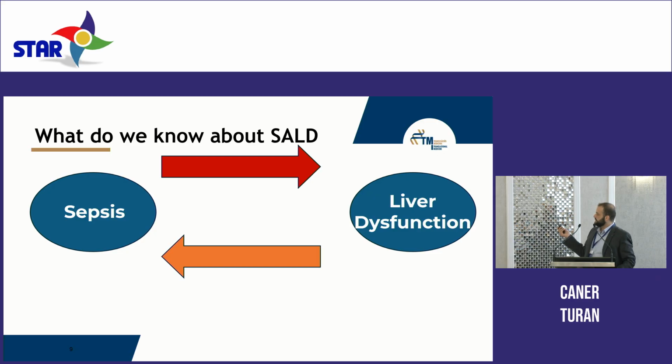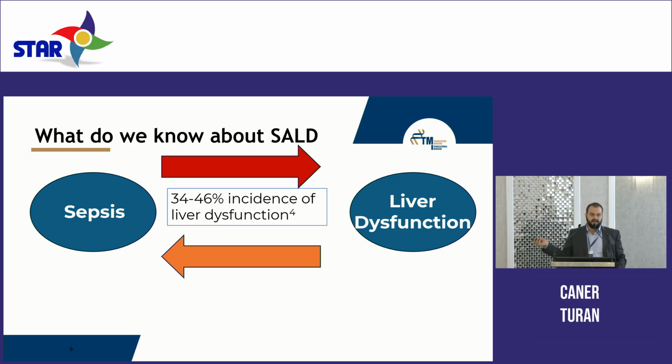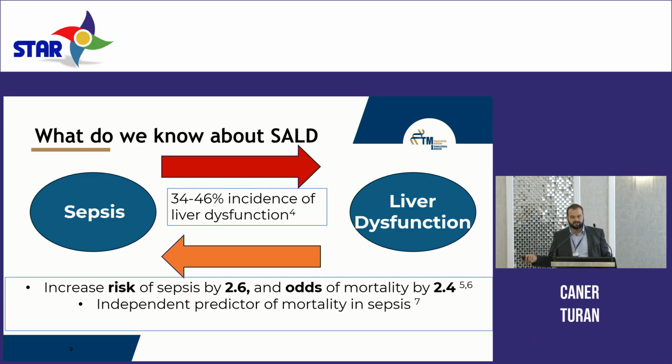We know that sepsis and liver dysfunction have a bidirectional relationship, which means that sepsis predisposes people to liver dysfunction, but in return, liver dysfunction also predisposes patients to sepsis. Existing or developing liver dysfunction in critically ill patients will increase the risk of incidence of sepsis by 2.6%, and it will also increase the odds of mortality by 2.4%. Again, it is an independent predictor of mortality in septic critically ill patients.